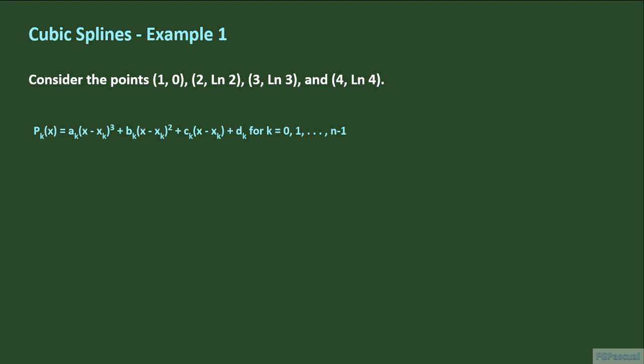We determine the value of n through the indexing of the points. We designate the first point (1, 0) to be x sub 0, y sub 0, and so we start our indexing at k equals 0. (2, ln 2) is x sub 1, y sub 1. (3, ln 3) is x sub 2, y sub 2. And the last point, (4, ln 4), is x sub 3, y sub 3. And so n is equal to 3.